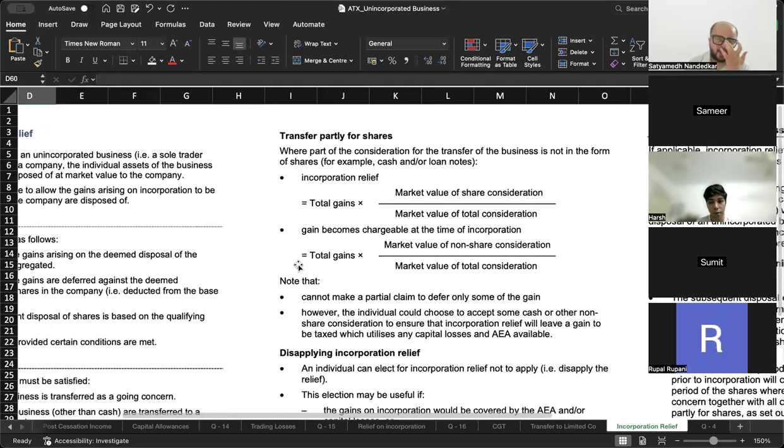If the transfer is partly for shares, that means you are, what is the implication here where the transfer is partly for shares?